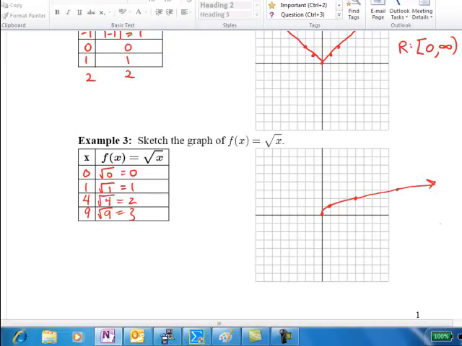And then let's list the domain and range. The domain on this one would be everything to the right of 0, so 0 to infinity, and the range would be everything above 0, including 0.